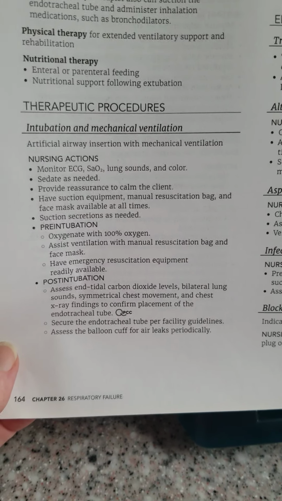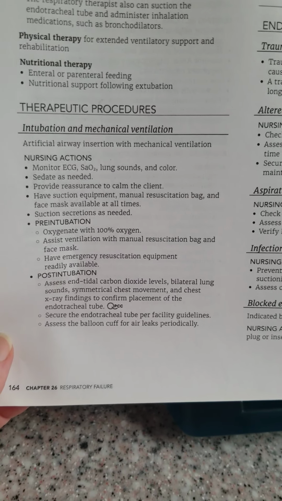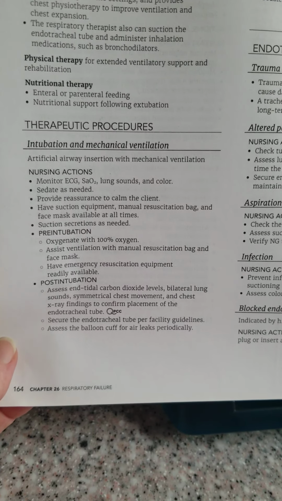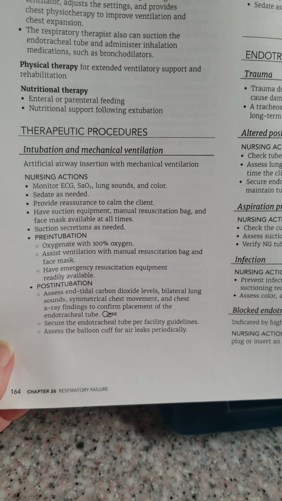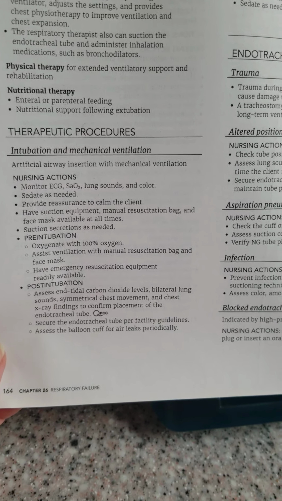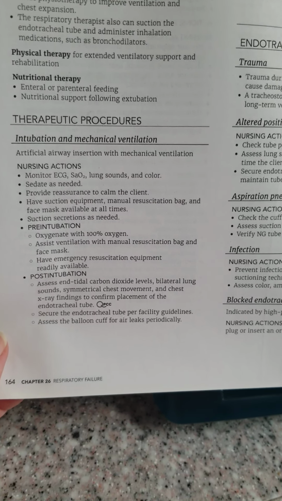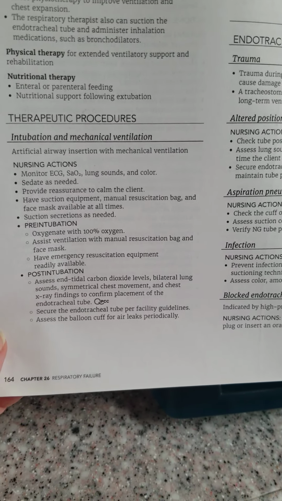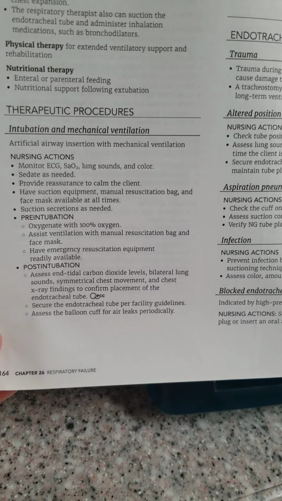Therapeutic procedures: intubation and mechanical ventilation. Artificial airway insertion with mechanical ventilation. Nursing actions would be to monitor ECG, SaO2, lung sounds, and color, sedate as needed, provide reassurance to calm the client, and have suction equipment, manual resuscitation bag, and face mask available at all times. Suction secretions as needed. Pre-intubation would be to oxygenate with 100% oxygen, assist ventilation with manual resuscitation bag and face mask, and have emergency resuscitation equipment readily available.